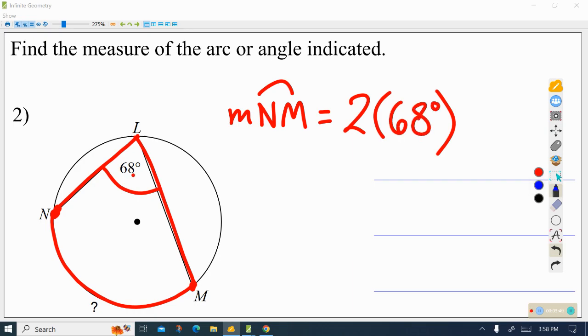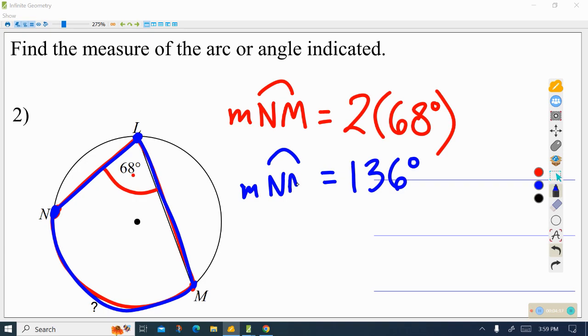The main reason, which I should have mentioned on the last point, why we could do this is because point L is on the circle. So not only is point L on the circle, but the angle intercepts the arc. So 2 times 68 gives us 136. And the measure of arc NM is then equal to 136.